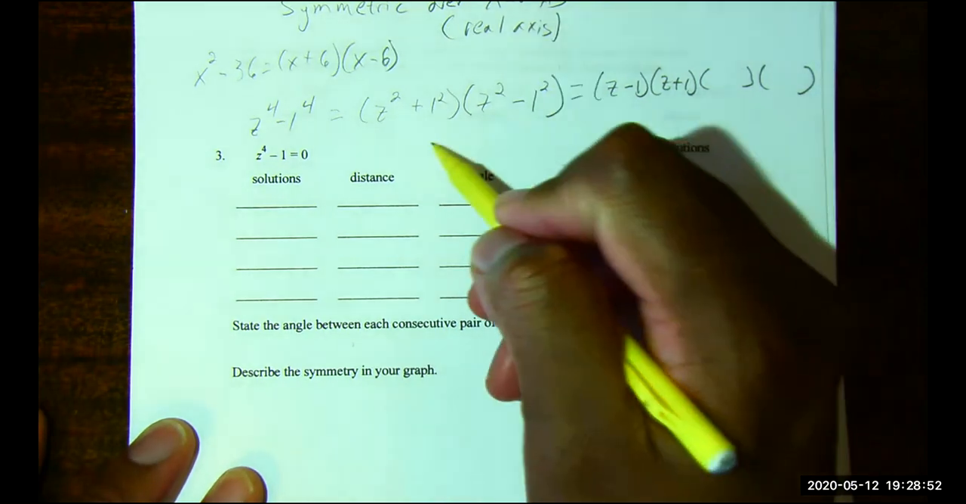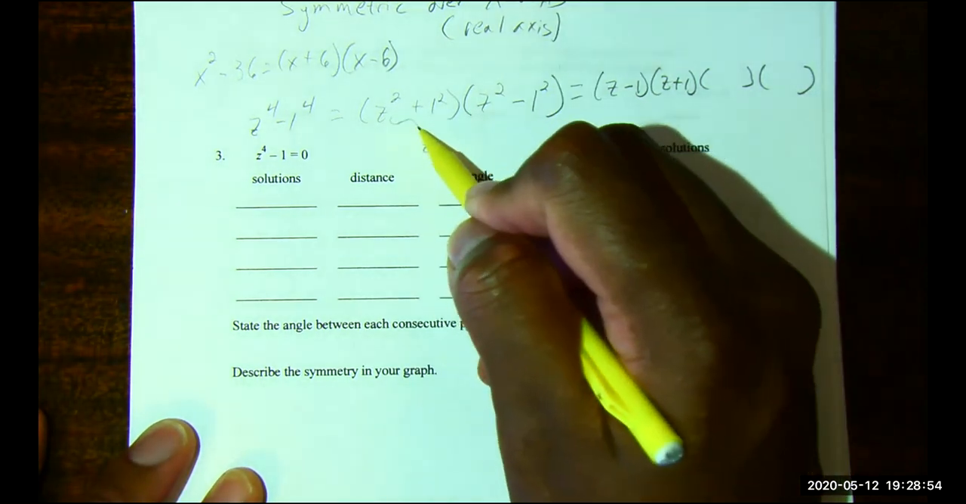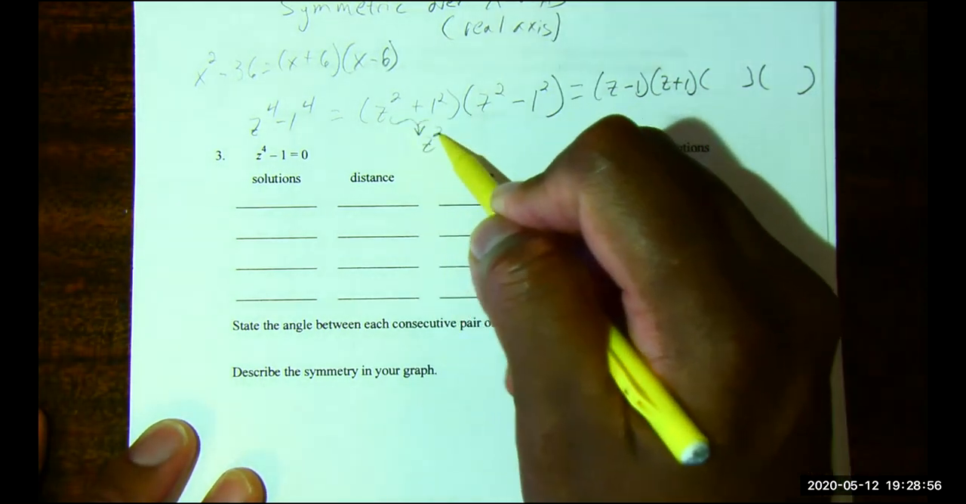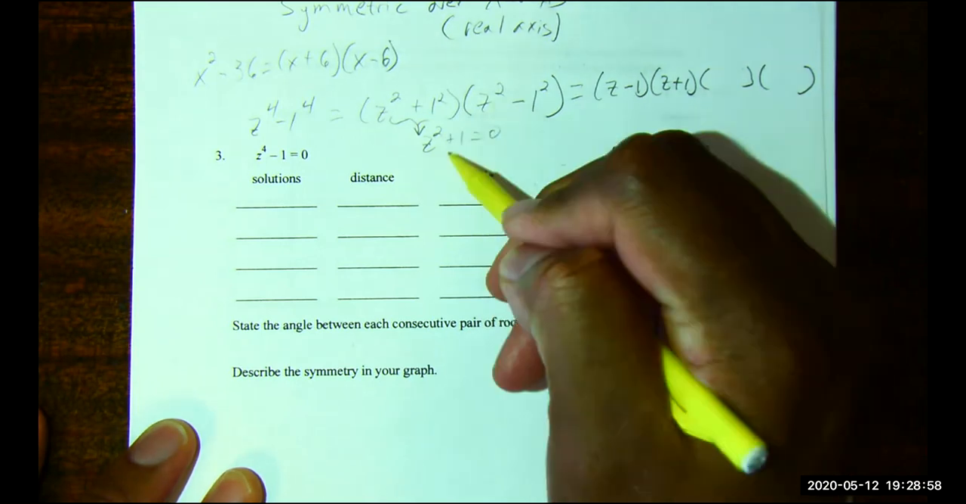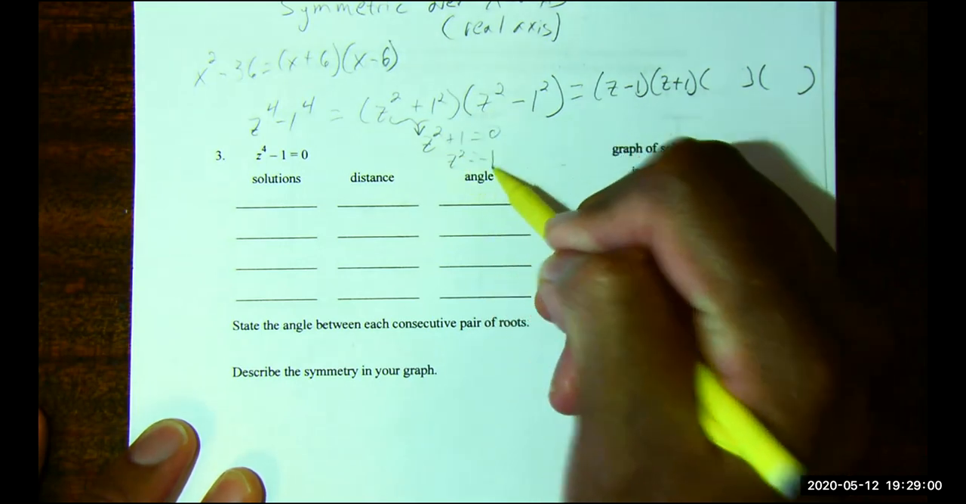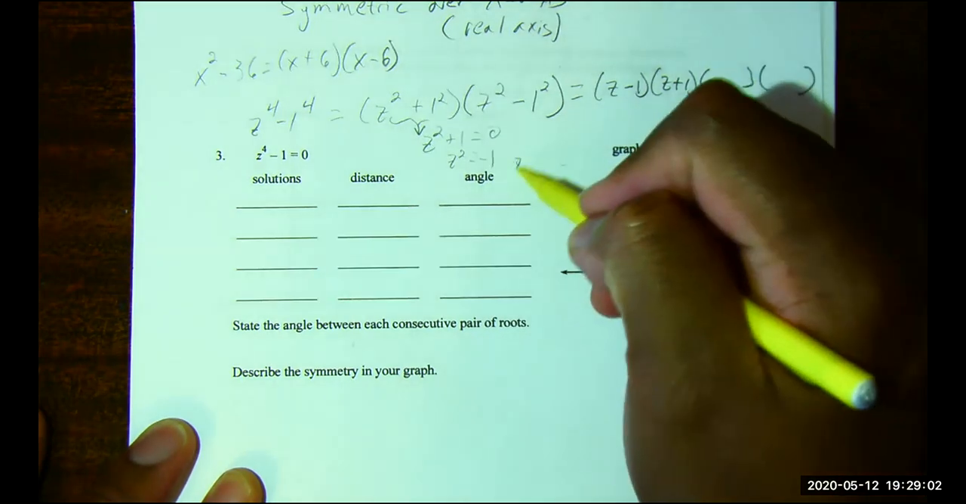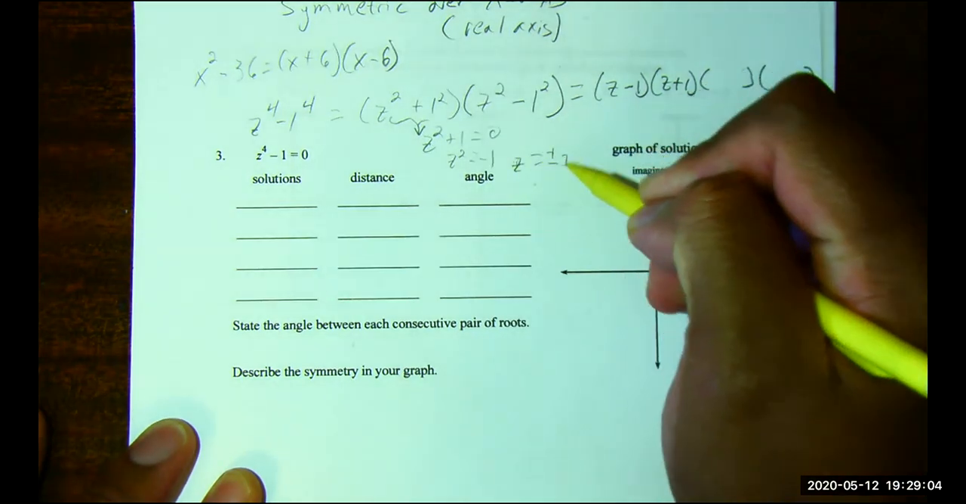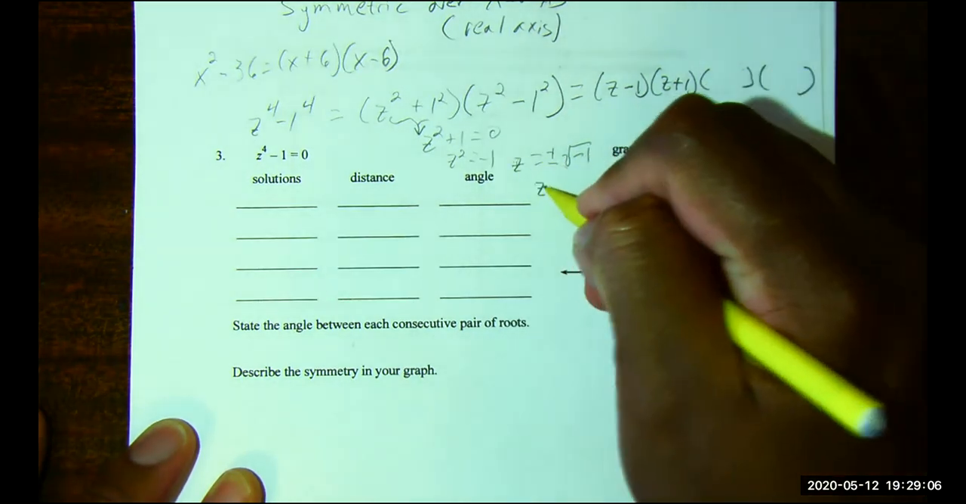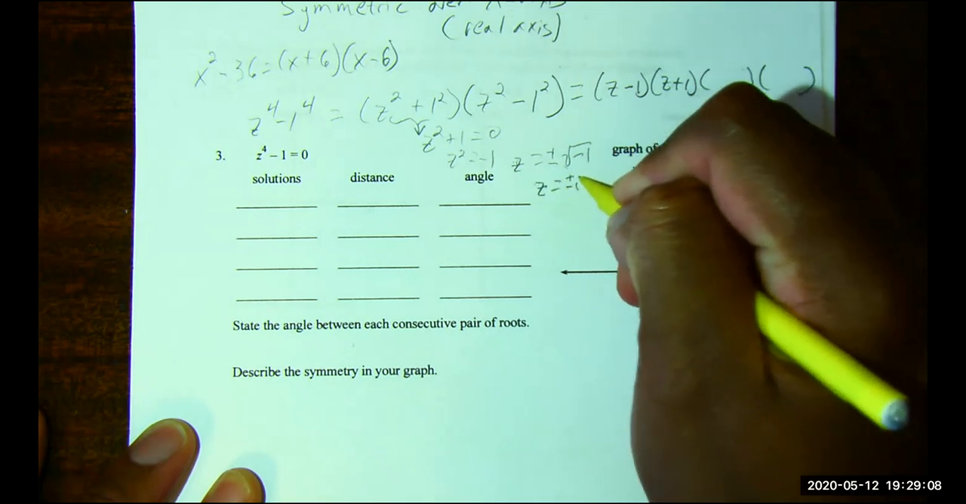Pulling away from this quickly, think about this z squared plus 1. z squared plus 1 equals 0. z squared equals negative 1. z equals plus or minus the square root of negative 1. So we're going to say that z equals plus or minus i.